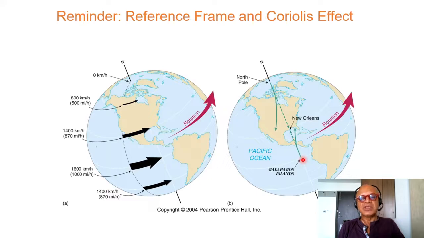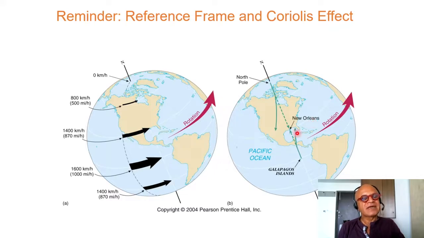because of Earth's rotation. Then as it goes towards New Orleans, New Orleans is moving only at 1400 kilometers per hour towards the east, whereas the rocket is moving at 1600 kilometers per hour towards the east. So the rocket is going to get ahead of New Orleans by the time it reaches from the equator to New Orleans. So it's going to have an eastward displacement, eastward tilt, eastward detour because of the Coriolis effect or because of rotational effect.